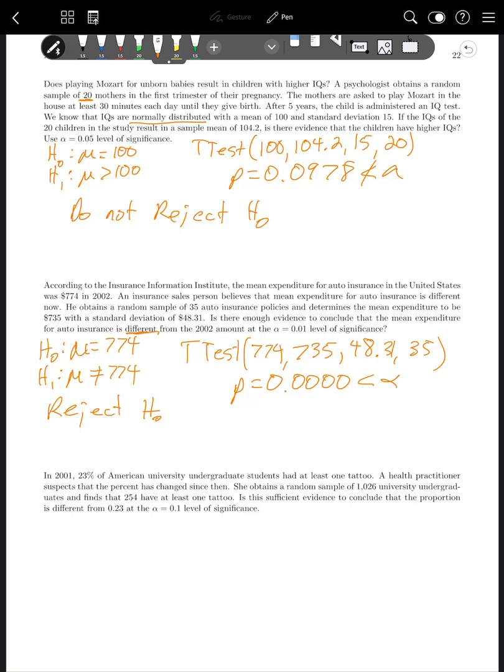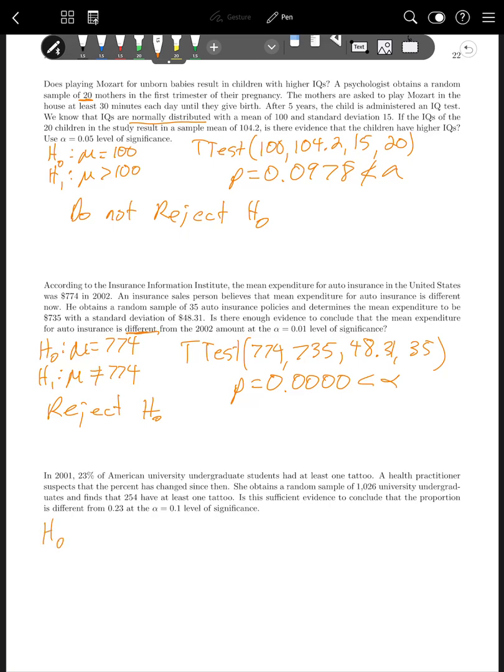For the third one here, in 2001, 23% of American university undergraduate students had at least one tattoo. A health practitioner suspects that the percent has changed since then. She obtains a random sample of 1,026 university undergraduates and finds that 254 have at least one tattoo. Is there sufficient evidence to suggest the proportion is different from 0.23 at the 0.1 level of significance?